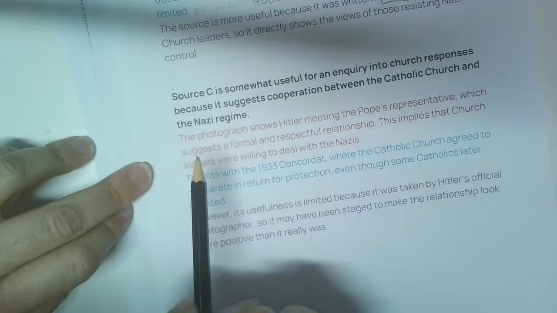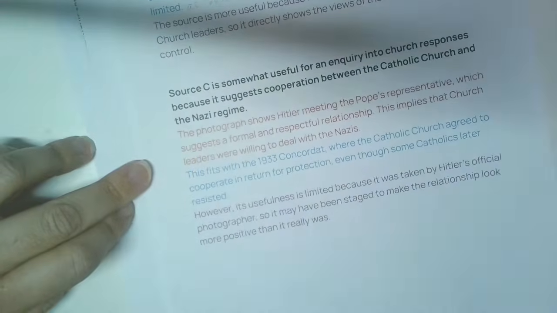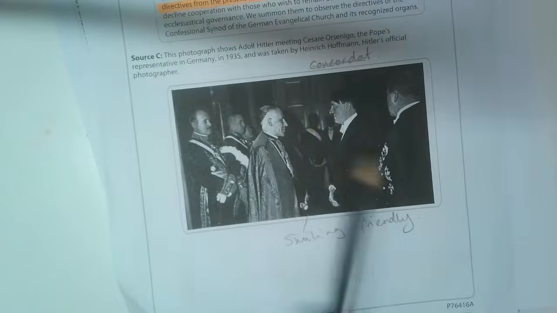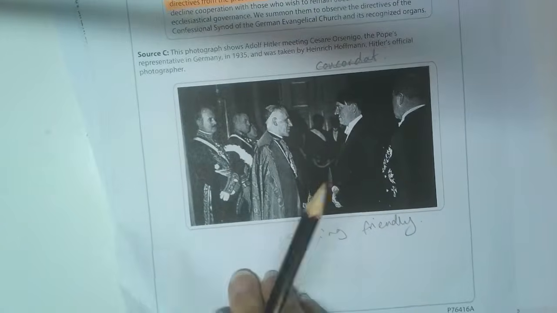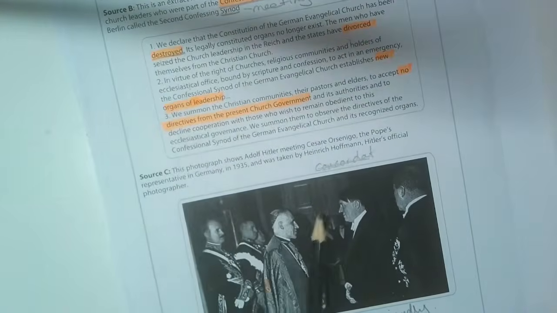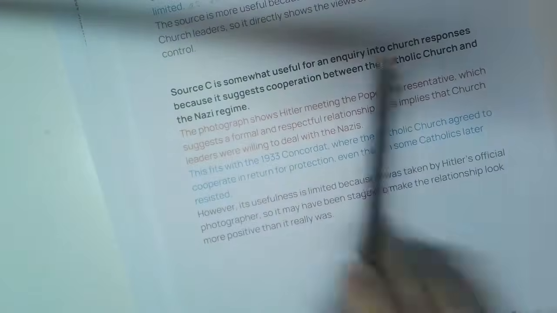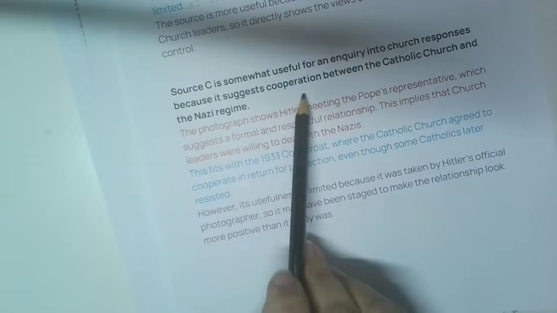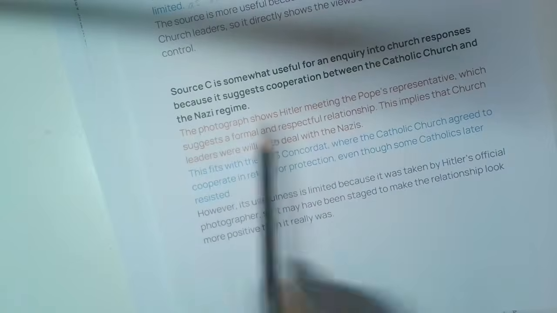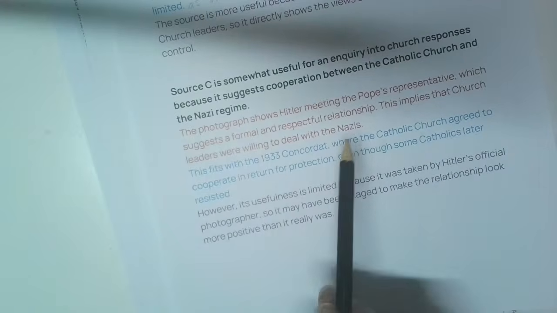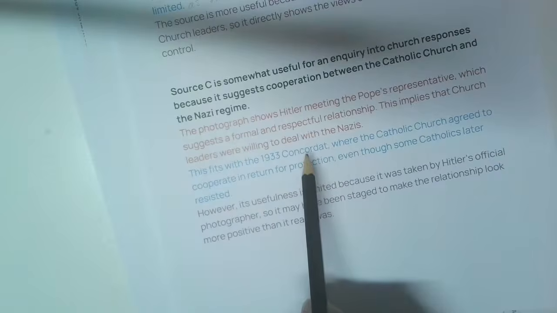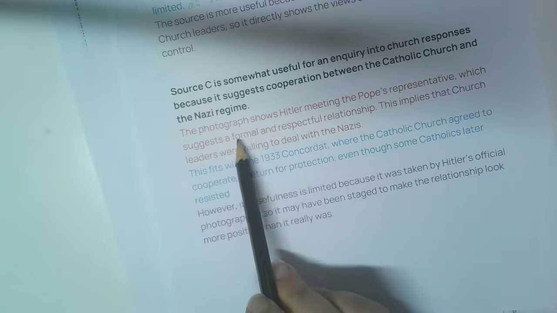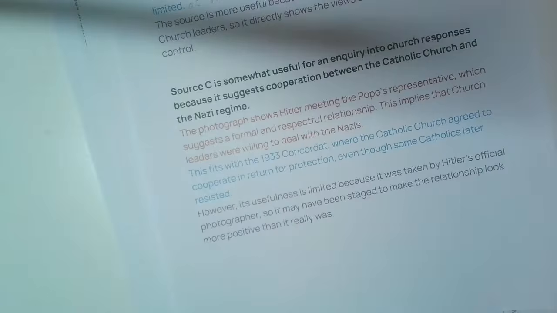Somewhat useful for an inquiry into the church responses. The reason I'm going for it somewhat being useful is because it's only a picture. It's only giving us a snapshot. It doesn't give us a great deal of information. Unlike the last one, which gives us quite a lot, this one's only giving us a little bit. So it's somewhat useful because it suggests cooperation between the Catholic Church and the Nazi regime. So it's only suggesting it. It's not giving us outright evidence. That's lack of context.